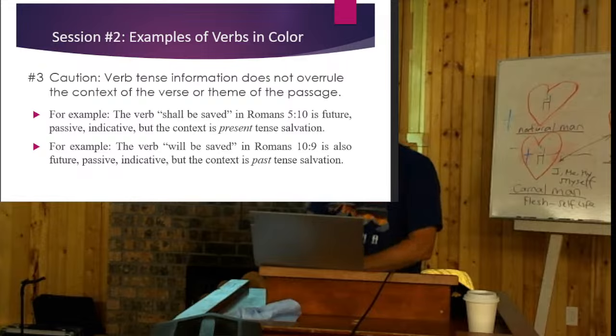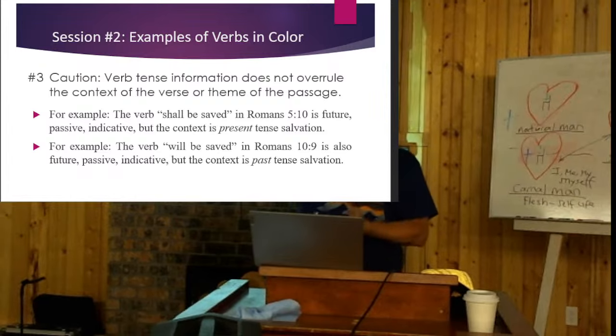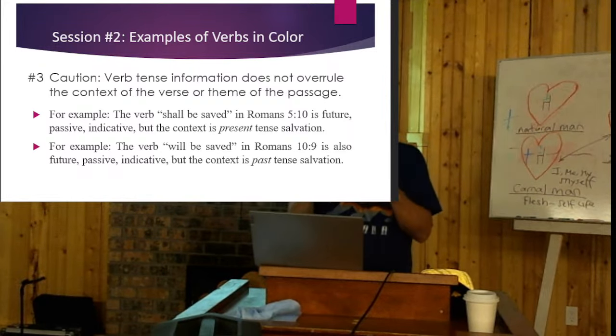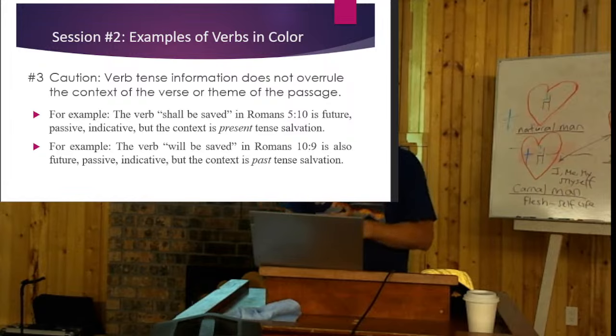What's the best way to do that? Understand the context of the passage? Well, I would read the whole chapter, understand the context of the book, read some commentary so you make sure that you've laid hold of the meaning of it, and then look into the deeper Greek information to understand more. I've got some examples which will show you that in a little bit.